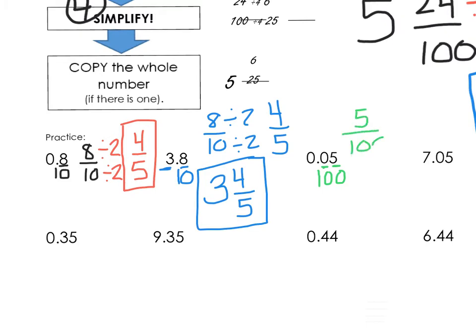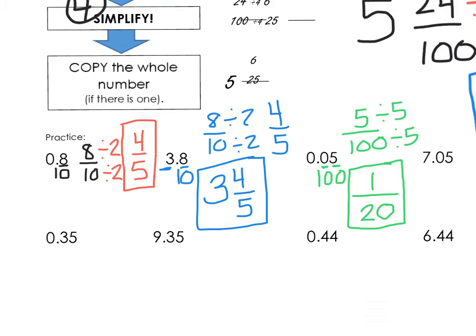over 100. And I'm going to use my divisibility rules that I learned since the very beginning of the year. 5 and 0. A number that ends in a 5 and a 0 can be simplified by 5. And 5 divided by 5 is 1. I'm going to kind of wrap around here. And 100 divided by 5 is 20. So because I have no whole number here, my answer is just 1/20. Okay?